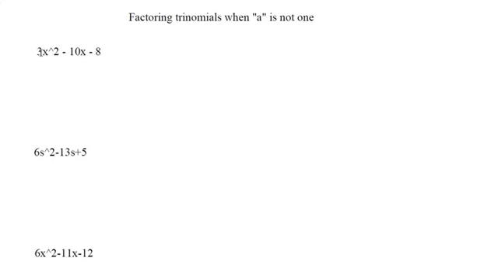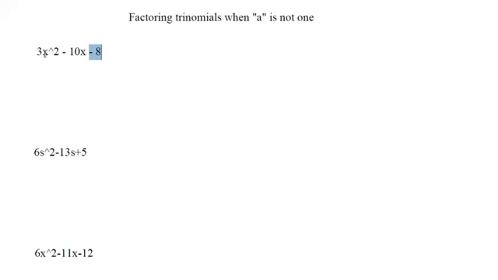So when a is not 1 in trinomials, this is a, the leading coefficient, then we have to use a longer factoring method to rewrite this expression in 2 parentheses. And so the way you do that is you multiply the first number and the last number, okay? Because that's going to help you determine a special way to split up that middle number so that you can factor it into 2 parentheses.